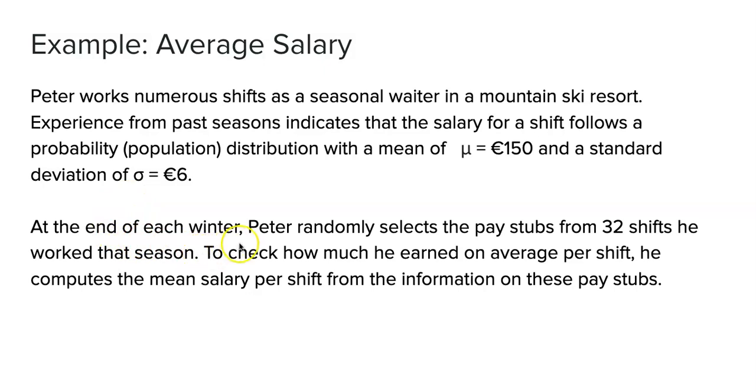At the end of each winter, Peter randomly selects the pay stubs from 32 shifts. Well, look what we are just given. We got that n equals 32. He worked that season to check how much he earned on average per shift. He computes the mean salary per shift from the information on these pay stubs. So guess what? Guess how many sample means he's going to have? He's going to have 32 different mean salaries. Now we can make a distribution of that, and that's what we call the sampling distribution of the sample mean.